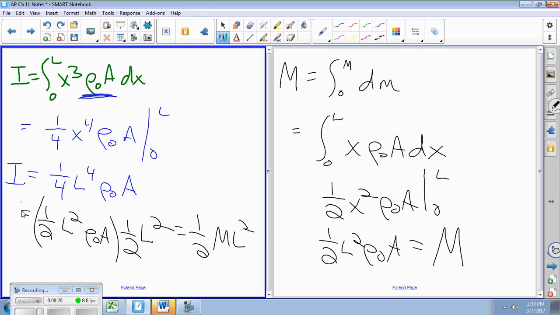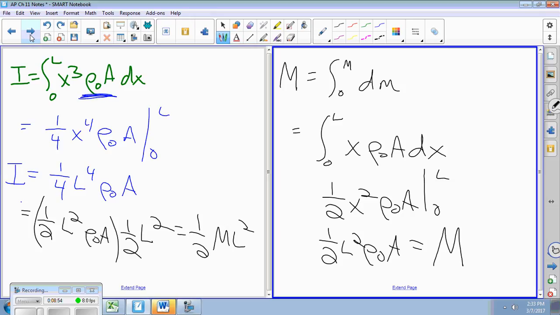I'm not sure. I'd have to see where you went from there. I am worried that you inadvertently treated it as something else, but I'd have to look at what you did, because it should not have worked. If you do this, you should get 1/12 m L squared, not 1/2 m L squared. Can I look at it at the end of class? Is that all right? Okay.